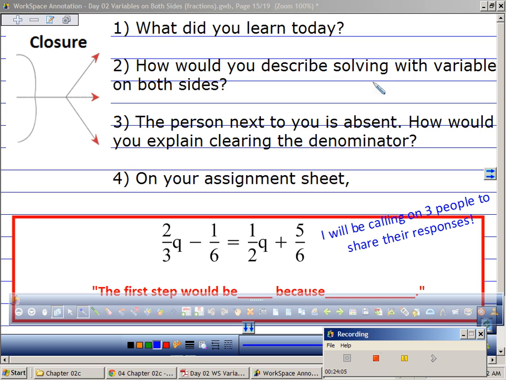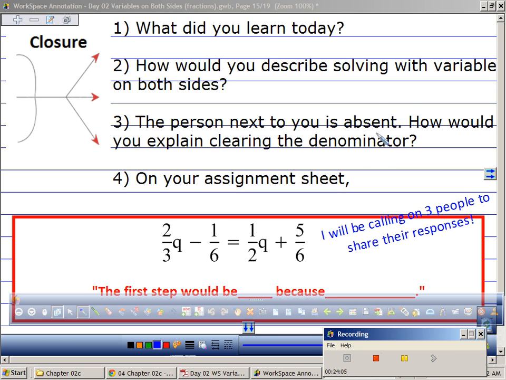Excellent. How would you describe solving with variable on both sides? What do you think, Levi? What's kind of like that process? What do we do? When we have a variable on both sides, don't we need to see which side we want to put the variable on? Usually it's the one that's bigger, right? That's how we decide which side we want to make all of our variables be on.